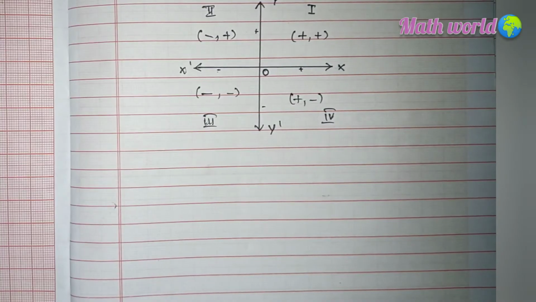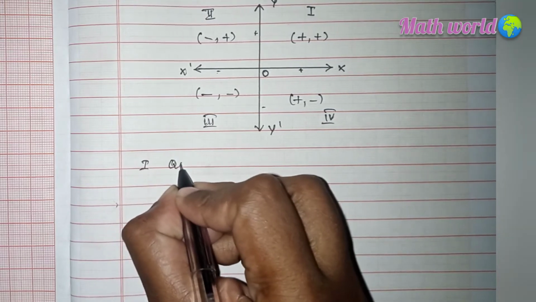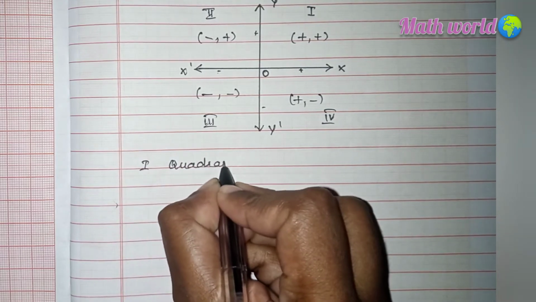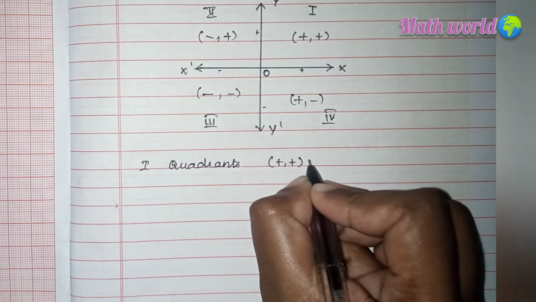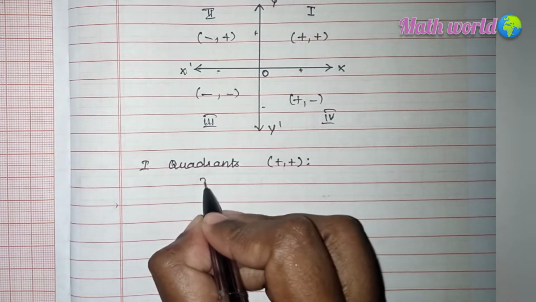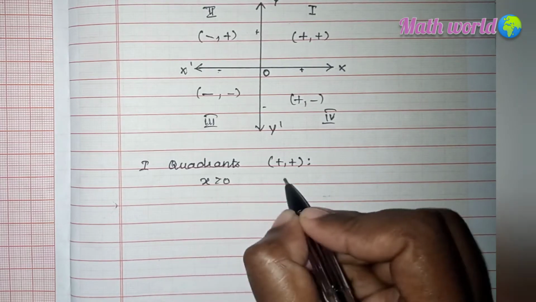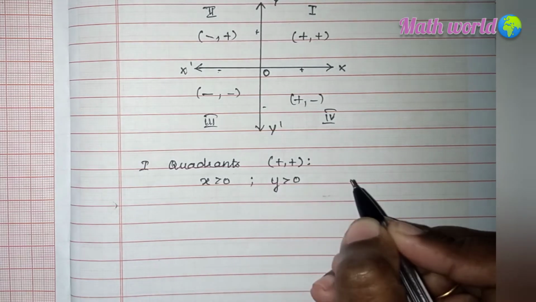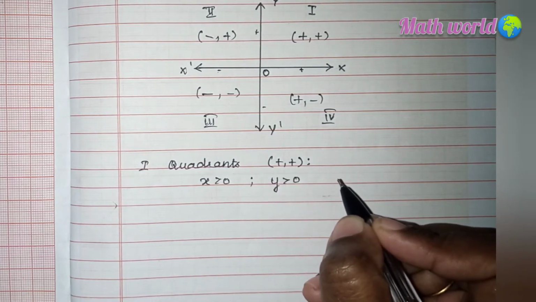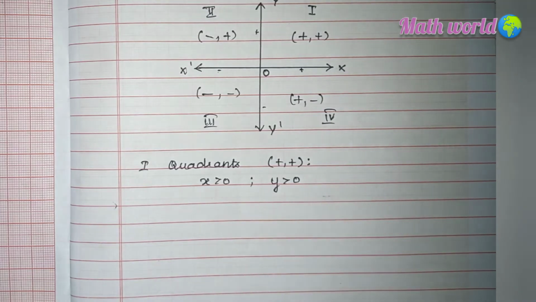Let me explain how the point should be. First quadrant, it should be positive, positive. That means x should be positive, the first point should be positive. The same, the y point is also greater than 0. Greater than 0 means it should not be 0. It should be greater than 0, that means 1, 2, 3, etc. It should be positive.